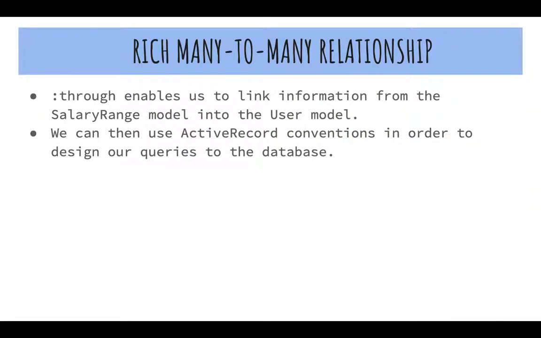So through enables us to link information from the salary range model into the user model, and we can then use the Active Record conventions in order to design our queries into the database. So next session we're going to look into Active Record in a bit more depth and really explore how to make our queries even more powerful through the Active Record class.